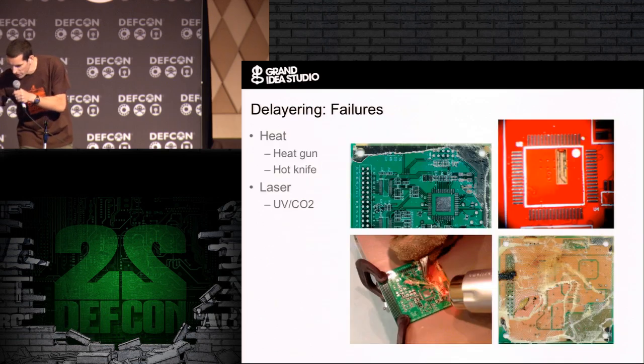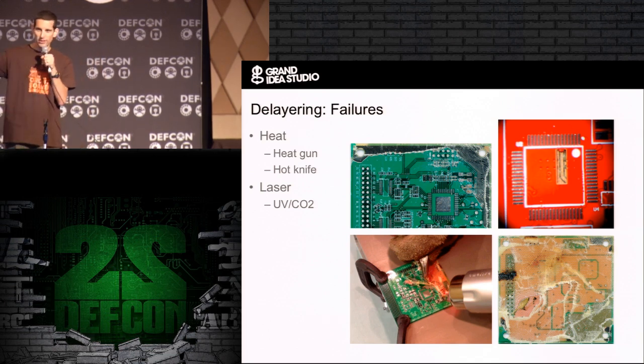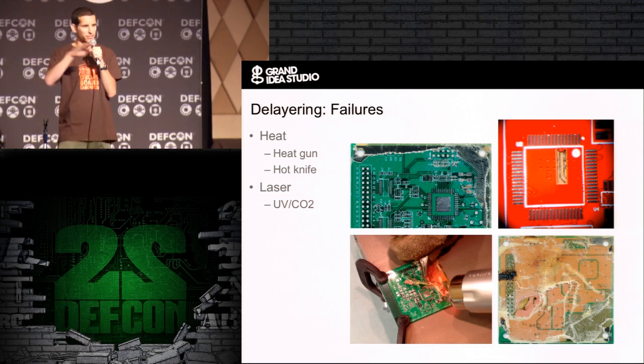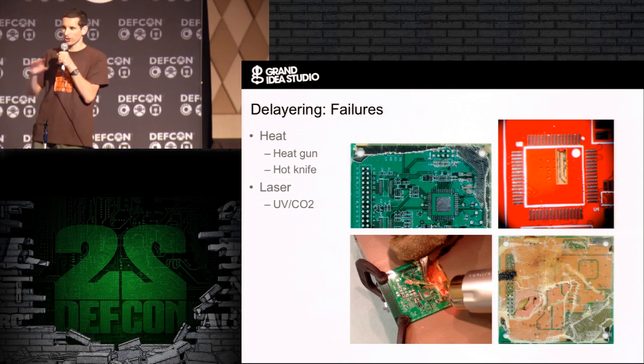Pretty cool. And then a bunch of failures: heat and laser don't work in this case for delayering, because laser energy affects materials differently. So cutting through a layer of substrate is going to work differently than cutting through a layer of copper. And if you don't know how the substrate and copper are laid out on the board, you're just going to have a big mess.